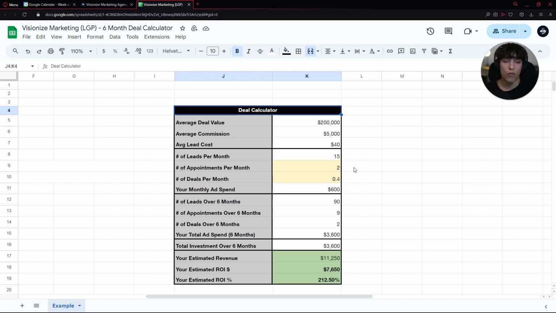And looking over a 6-month time horizon, 9 appointments, an estimated 2 deals from that. The average commission on that is only $5,000. So after spending $3,600, you're going to make $11,000, which is $7,000 in profit or a 212% return on your investment. So still not bad. You're still very profitable with that.